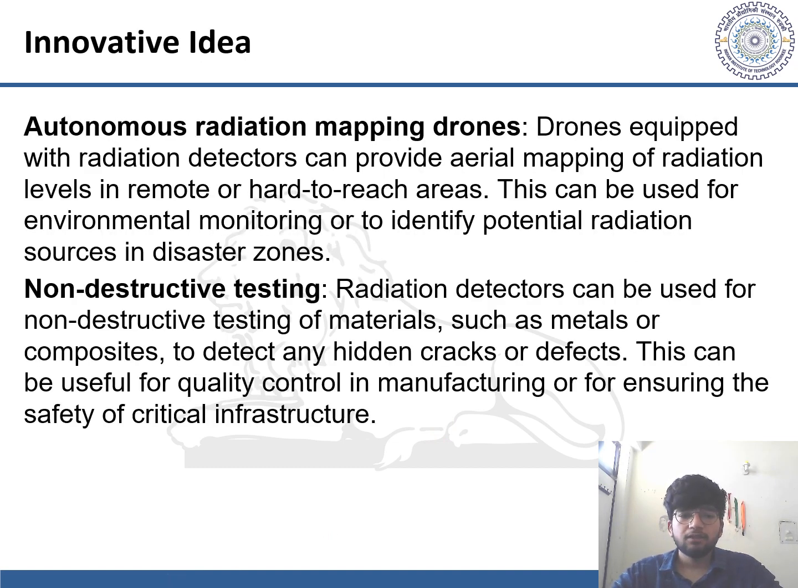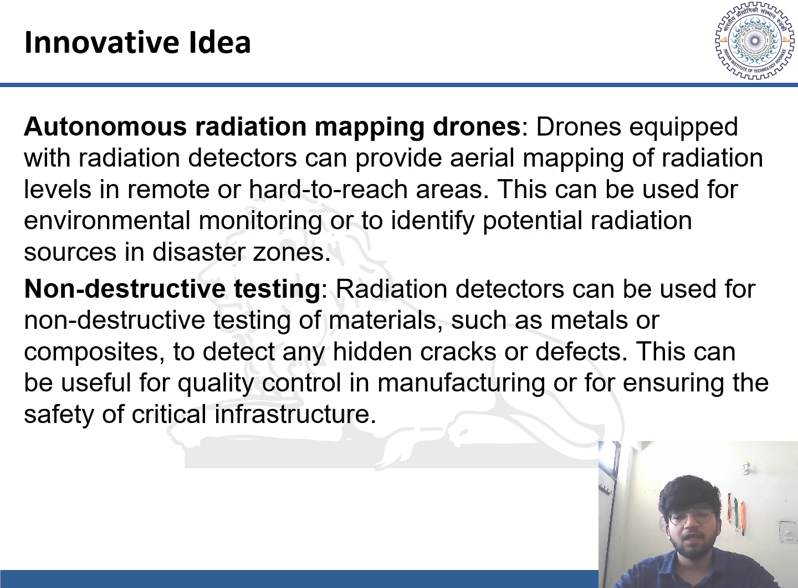Innovative ideas. The first innovative idea can be autonomous radiation mapping drones. Drones equipped with radiation detectors can provide aerial mapping of radiation levels in remote or hard to reach areas. This can be used for environmental monitoring or to identify potential radiation sources in disaster zones. Where humans cannot reach, drones can scan the area using radiation mapping, and we can get useful information.